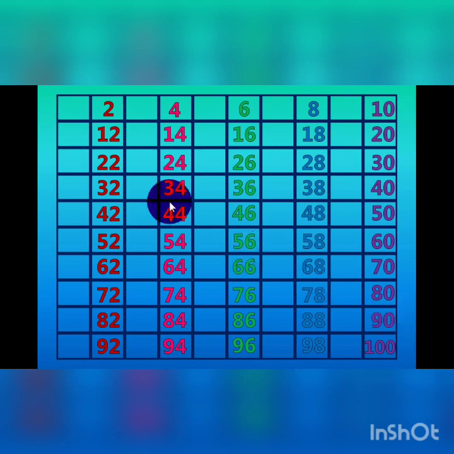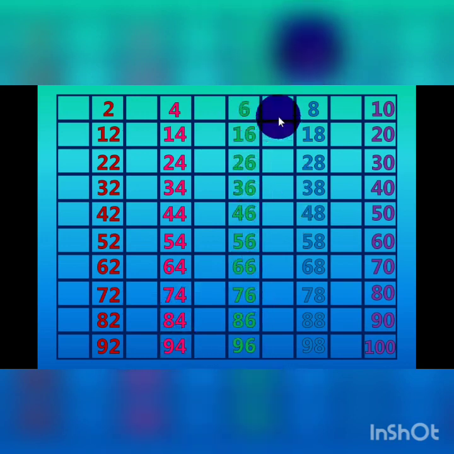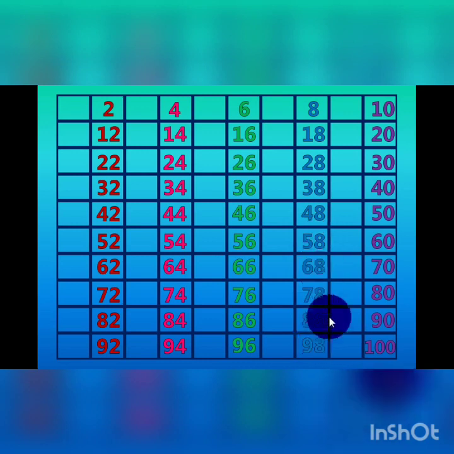All the numbers are even because they end in a 2, 4, 6, 8, or 0.